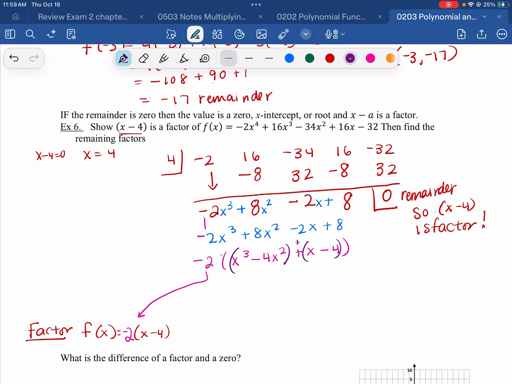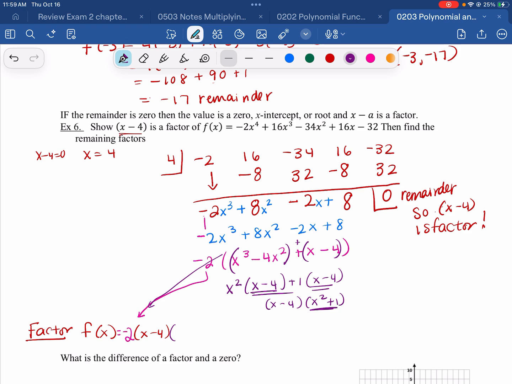Negative 2 is already gone because I put it there. What's in common out of the first 2? x squared. I have x minus 4. Only a 1 is in common and I have x minus 4. So they both have an x minus 4 and an x squared plus 1. I cannot factor this one anymore.